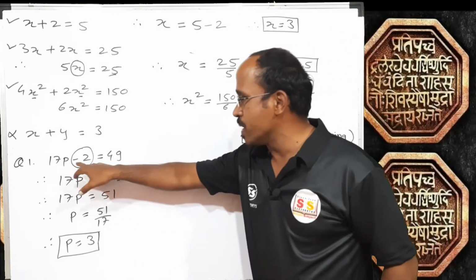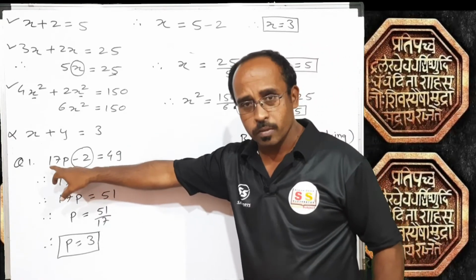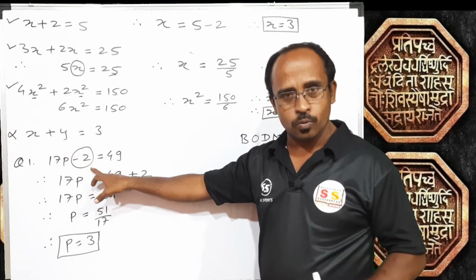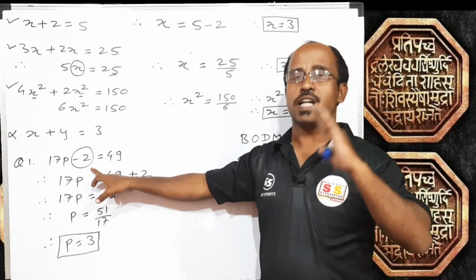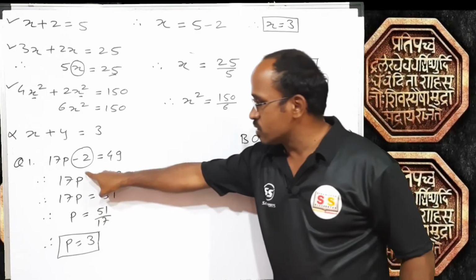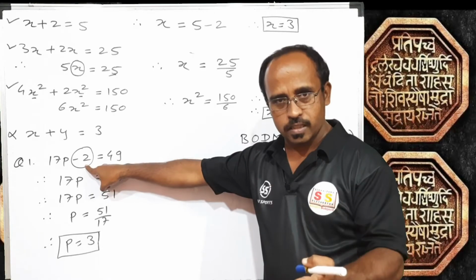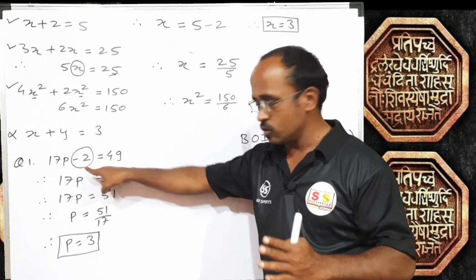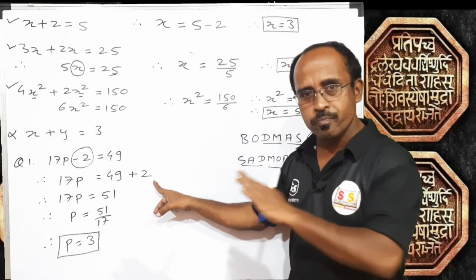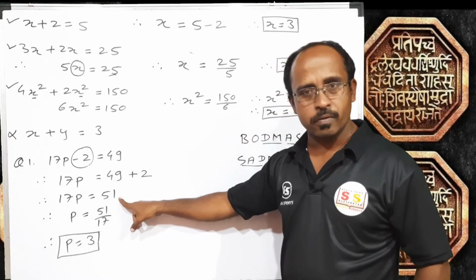So 17p minus 2 is equal to 49. We have to change the side of two numbers, 17 and 2. So which one should change side first? This 2, according to the sad mob. So this 2 will change the side. After changing side, it will do the opposite arithmetic operation. Here it is doing subtraction, so after changing the side, it will do addition. So 17p is equal to 49 plus 2, 51.